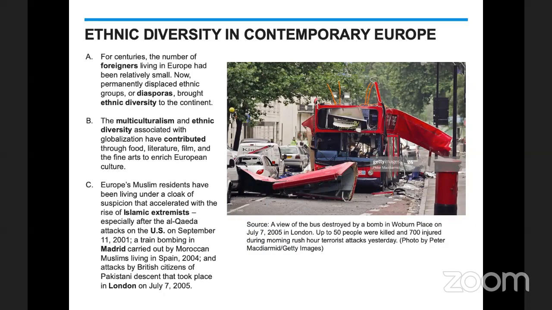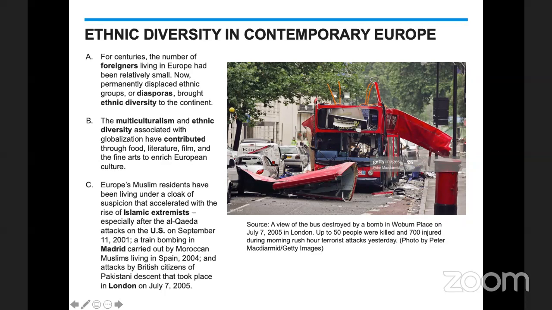So take a look at this source here. This is a view of a bus that was destroyed by a bomb in Woburn Place. It's near Russell Square in London. This took place on July 7th, 2005. Up to 50 people were killed and 700 injured during the morning rush hour terrorist attacks that took place.